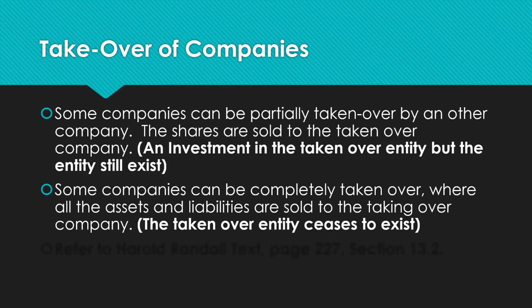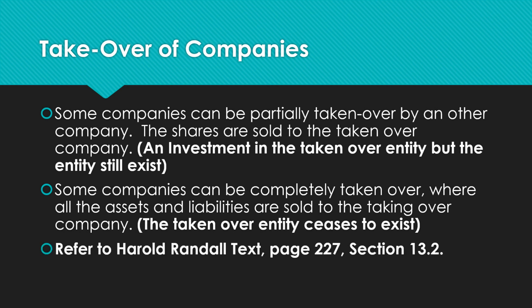Okay, again, you can look at your Harold Randall text if you have it on page 227. And I am also going to read a little bit from that for you. It says a company may gain control of another company by purchasing more than 50% of the shares that carry voting rights in that other company. That normally means the ordinary share capital. So when you talk about voting rights, we mean those that hold the ordinary share capital.